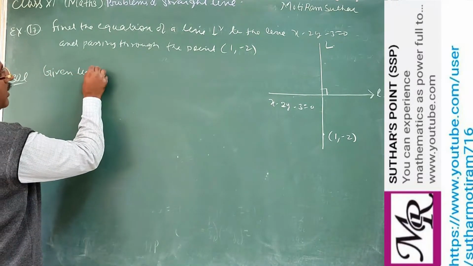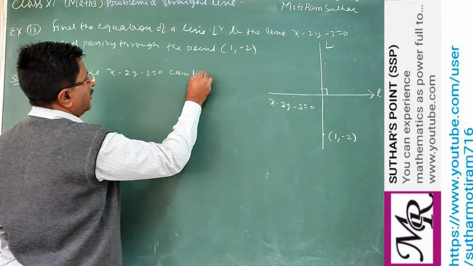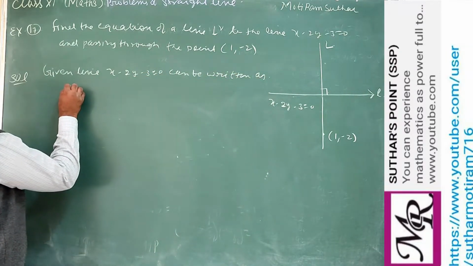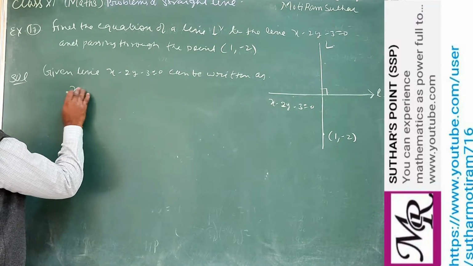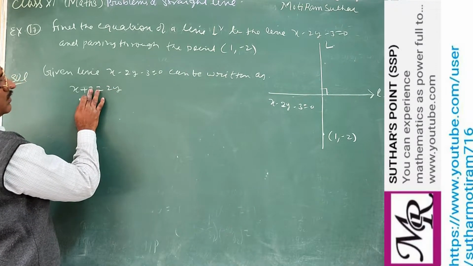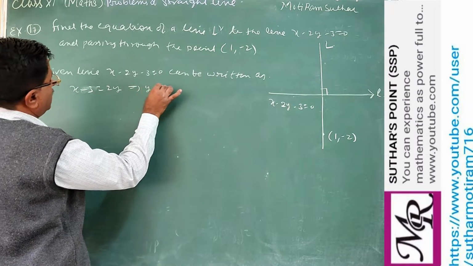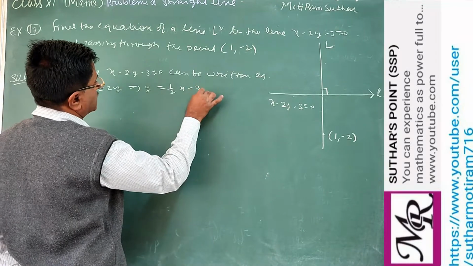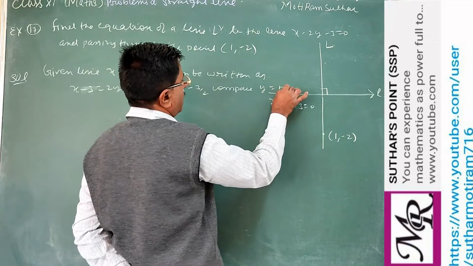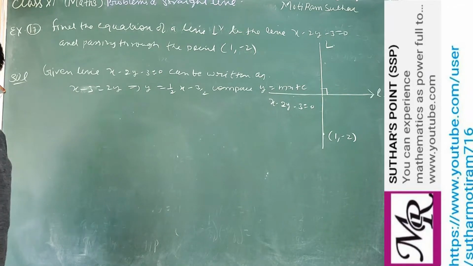The given line x minus 2y minus 3 equal to 0 can be written as x minus 3 equal to 2y, or y equal to 1 by 2 x minus 3 by 2. Compare with the slope form y equal to mx plus c. So we get the slope of the given line.